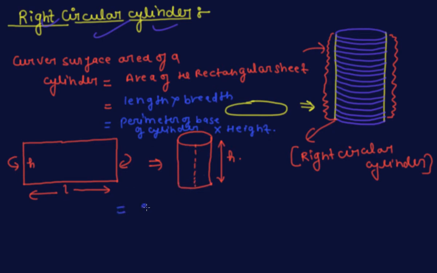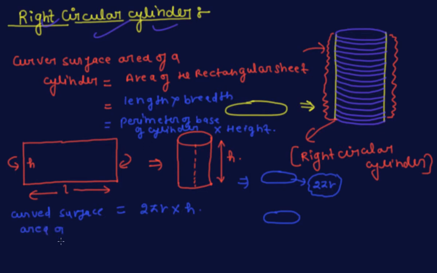So basically this is 2 pi r into h. The base of the cylinder is a circle, and its perimeter is 2 pi r. So the curved surface area of a cylinder is 2 pi r h.